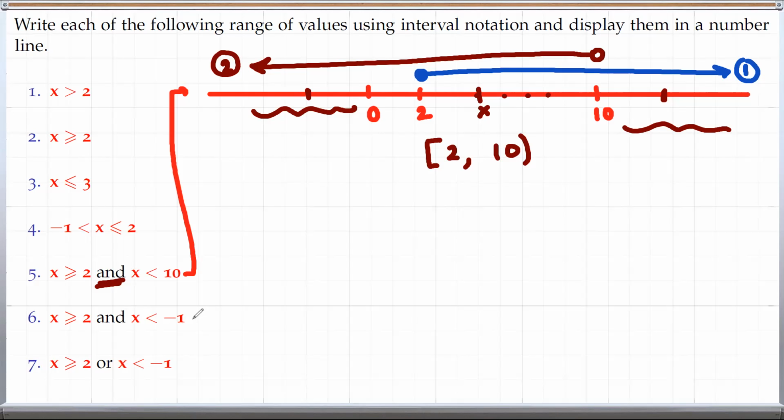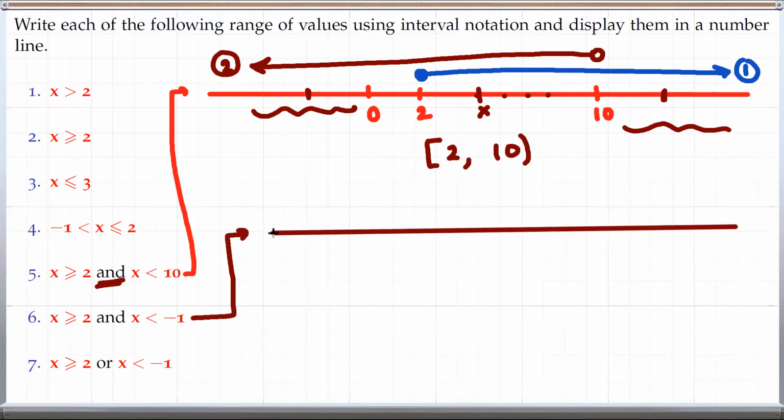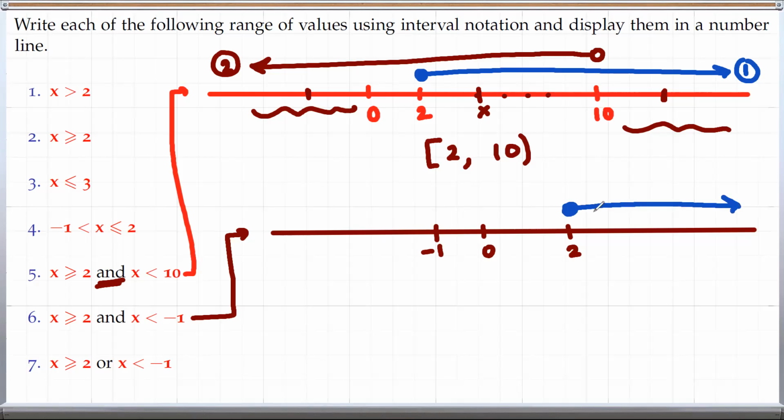Let's look at the next one now, number 6. Again, the first step is to draw a number line and locate some points of interest. So I can put 0 here, I can put -1 here, and I can put 2 here. So again, we will try to graph these 2 inequalities separately. The first one says x greater than or equal to 2. So it will look like this: starting at 2, including 2. So this is the first inequality.